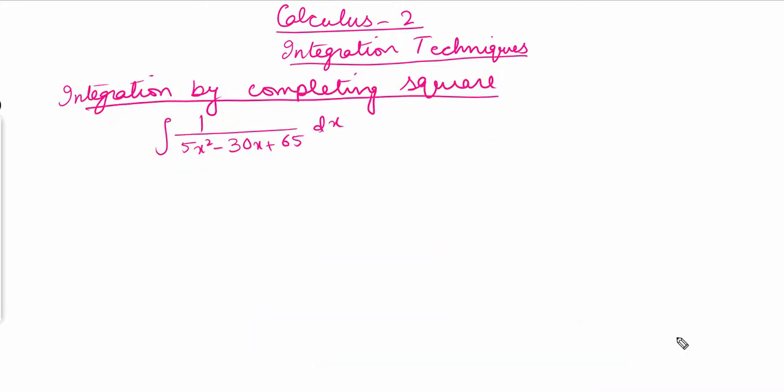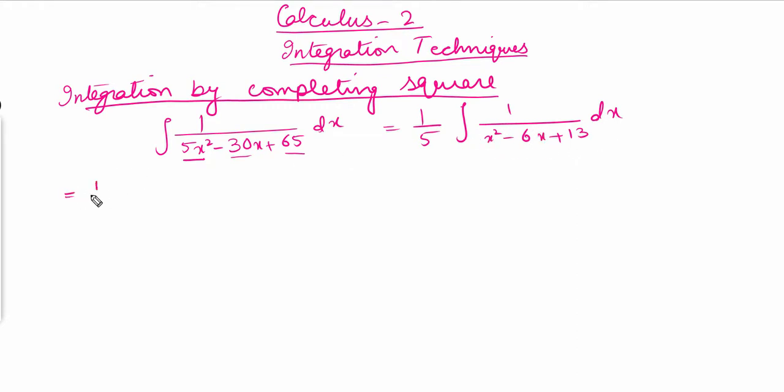Alright, so now we have to do this integration by the method of completing the square. As you can see, we have this expression, and we have to integrate it by completing the square. So first of all, I will take 5 common from the denominator, so it will become 1 over 5 integration of 1 over x square minus 6x plus 13 dx. Now I'll do the completing square. I'll make the denominator a perfect square.